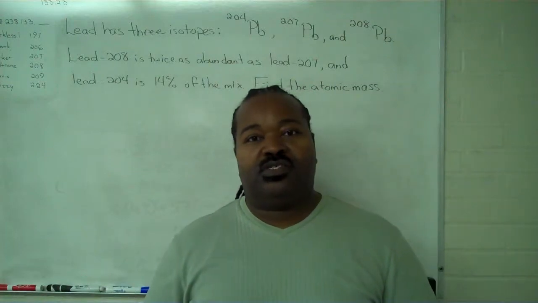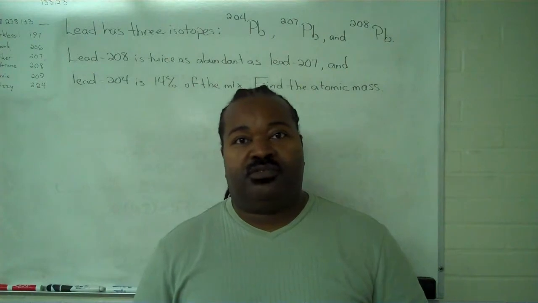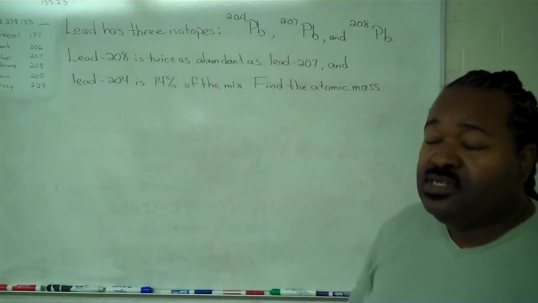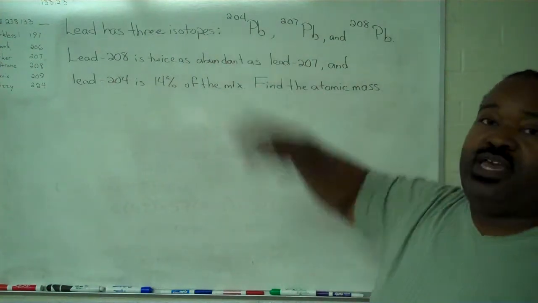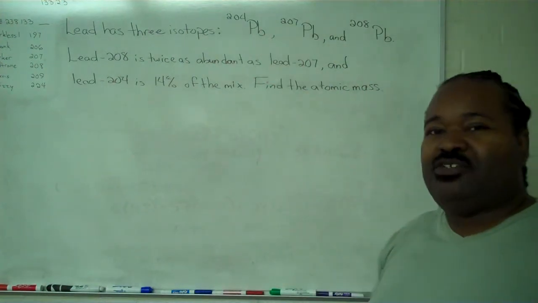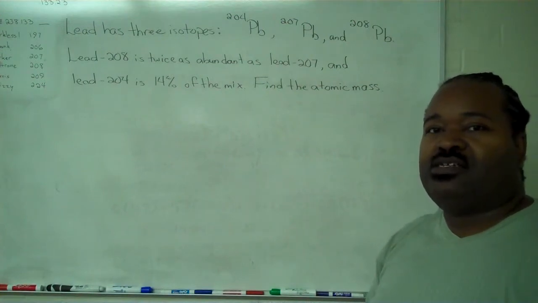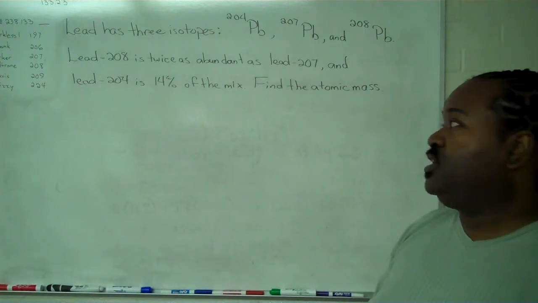This instructional video is designed to show you how to use information about isotope ratios and relative abundances to determine the atomic mass. In this case, we have lead with 3 listed isotopes. And again, these values are not exact. They're made up specifically for the purpose of these instructional examples.